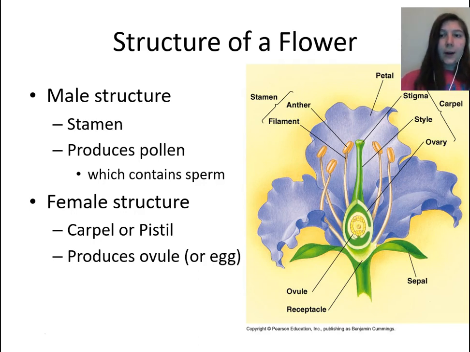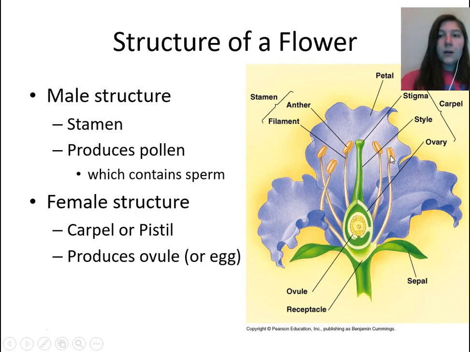When we are talking about how Mendel did his experiments, it's important to be familiar with the structure of a flower, because this is how he was able to control his experiments. So in most flowers, we have a male structure and a female structure. The male structure are these parts here. They are known as stamen, which is easy to remember because it has men in it, and it produces pollen in the anther up here.